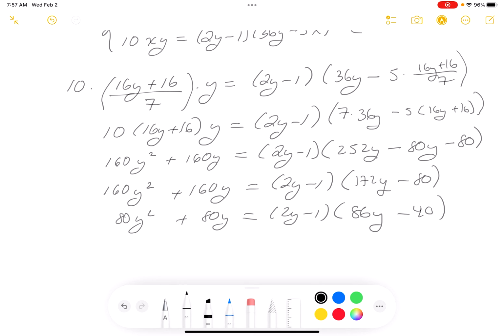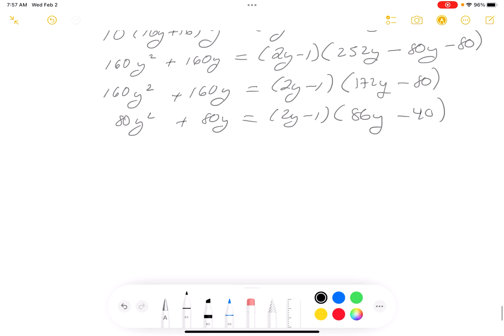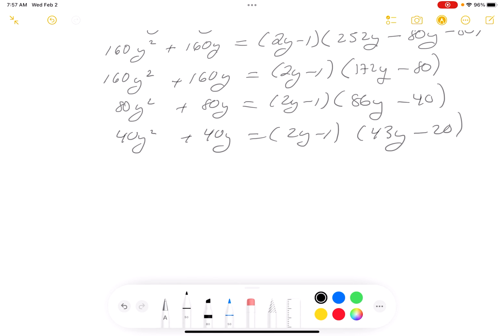Minus 40. You know what? I can divide by 2 again. Let's do it again. 40y squared plus 40y equals 2y minus 1 equals 43y minus 20. I hope I didn't make any mistakes, but I've got to keep going through it. And what do you get over here? 40y squared plus 40y equals, let's see, that would give you 86y squared minus 40y minus 43y plus 20.